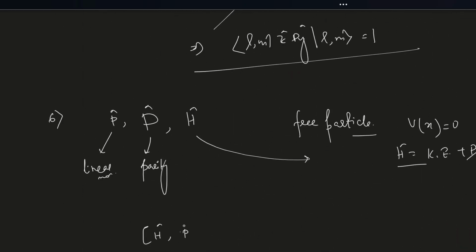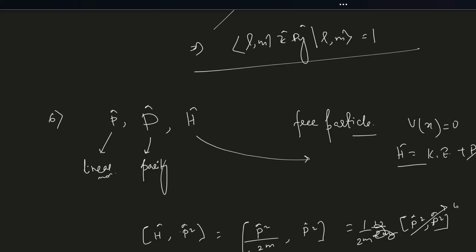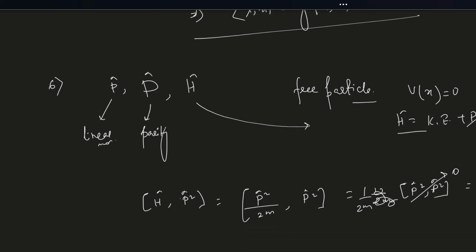So the Hamiltonian with momentum squared is basically p squared by twice m with p squared, which is taking the commutator bracket within the same operator. That means if you ignore the 1 by 2m, this is basically p squared with p squared, which is obviously 0, because they commute with themselves, being essentially the same operator. This is only possible because this is a free particle in the question. There is no potential energy term giving you an x-dependent form, only the momentum is there.